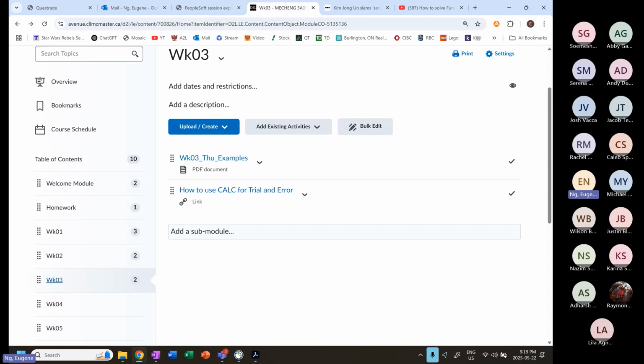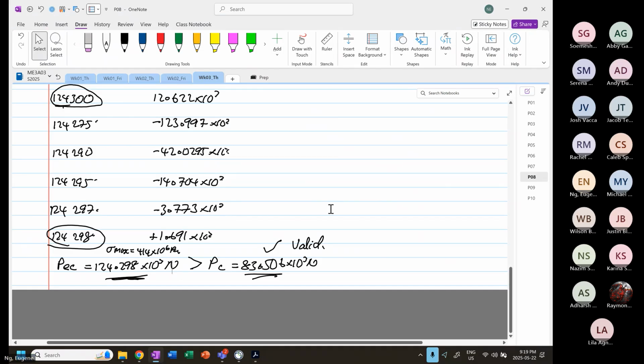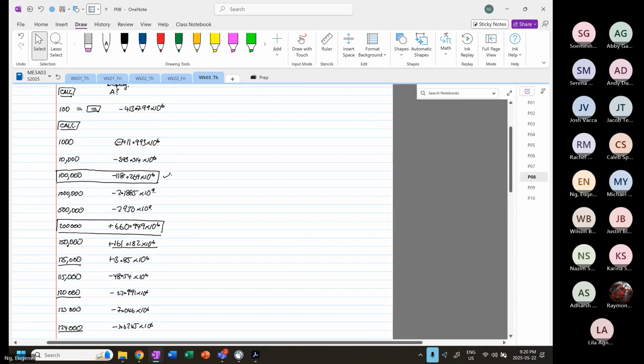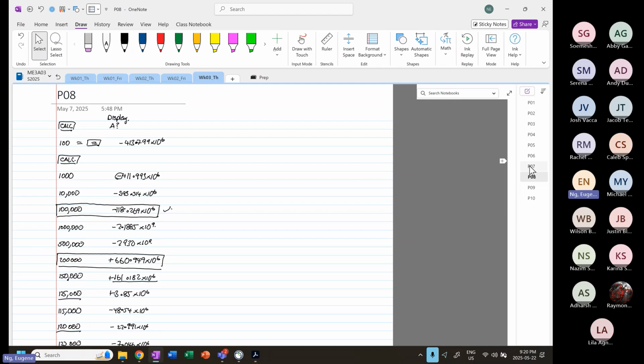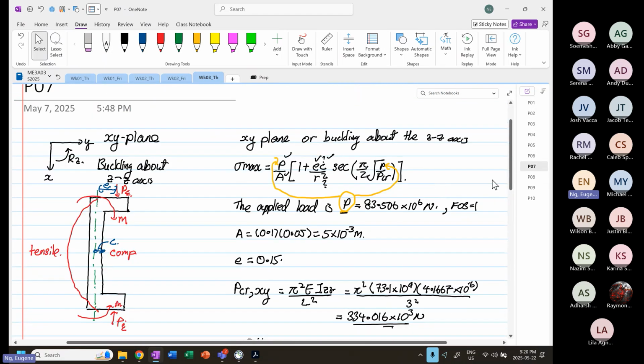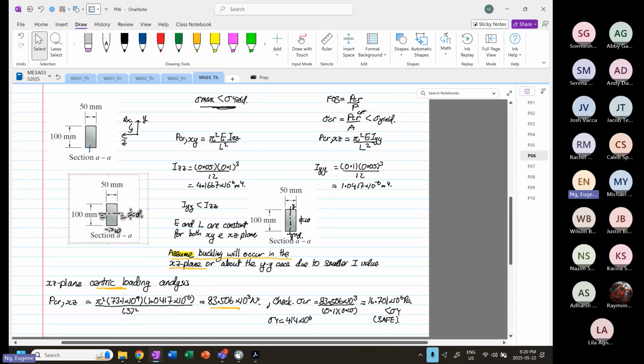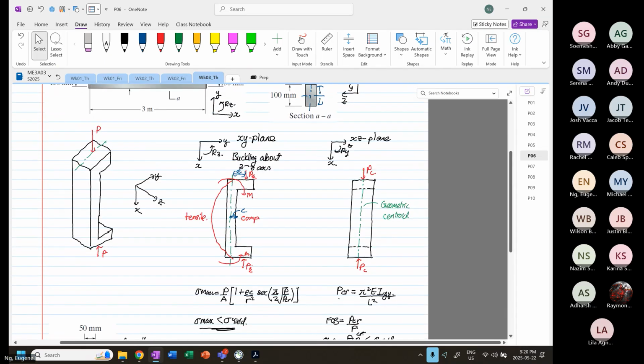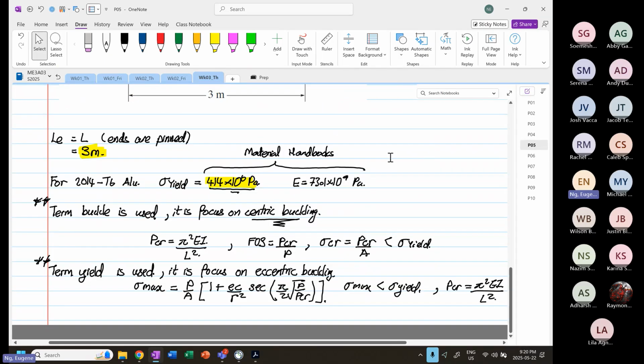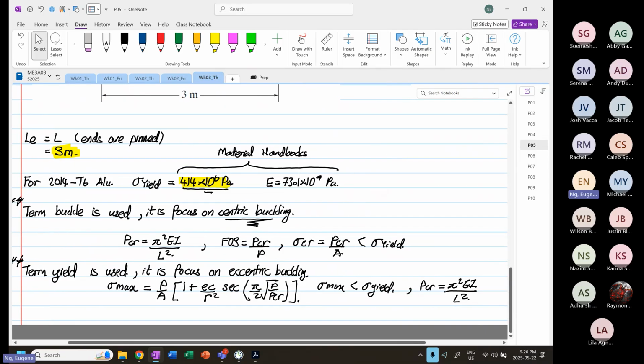Okay, right. So now I want to deal with another question. But before I deal with another question, this is based on the example we have done. It is based on eccentric loading, and the most important thing is this, because we have gone through a lot. The most important thing that I want to highlight is this. When the term buckle is used, what does it mean? When the term yield is used, what does it actually mean?